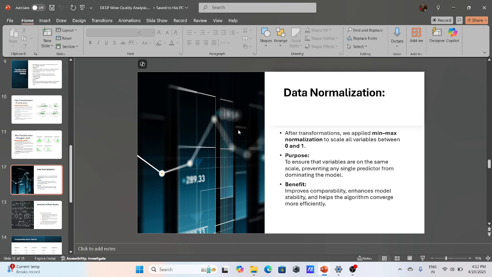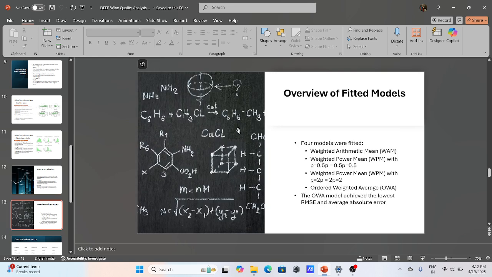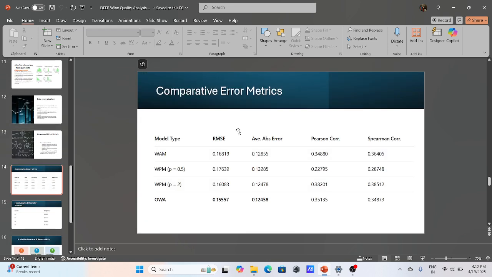Data normalization. After transformation, we applied min-max normalization to scale all the variables between 0 and 1. The benefit of this is it improves comparability, enhances model stability, and helps the algorithm converge more efficiently. Here are the comparative error metrics, where the models WAM, WPM and OWA, which was mine, show better results than the other three.